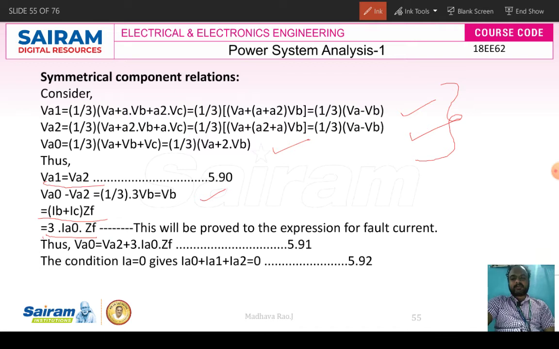So we have the symmetrical component voltage equations. VA0 is equal to VA2 plus 3 into IA0 into ZF, you can write. So the condition is that current flowing in A phase is equal to 0, that is IA is equal to 0, which gives IA0 plus IA1 plus IA2 is equal to 0. So the summation of sequence component currents is equal to 0.